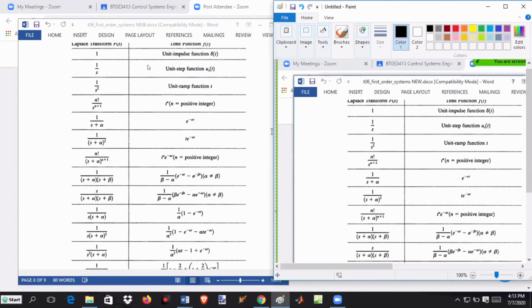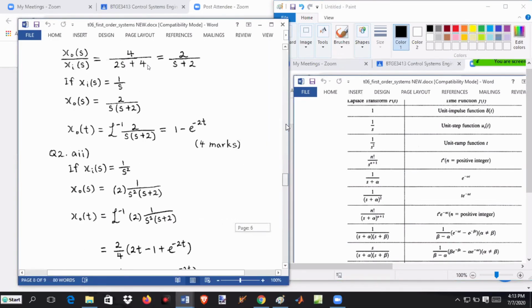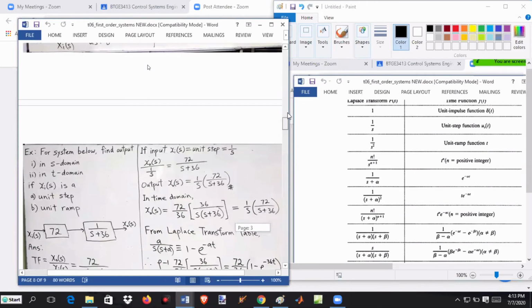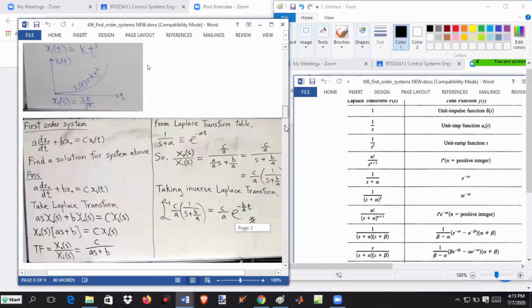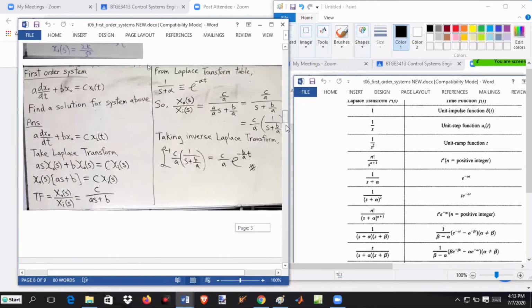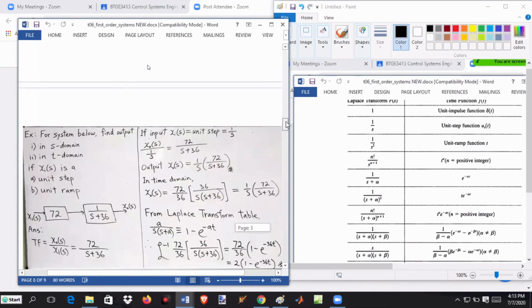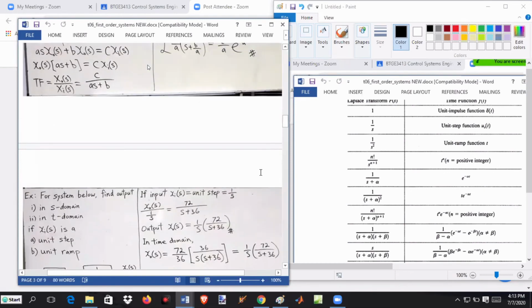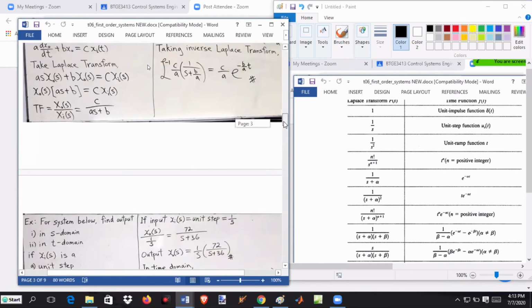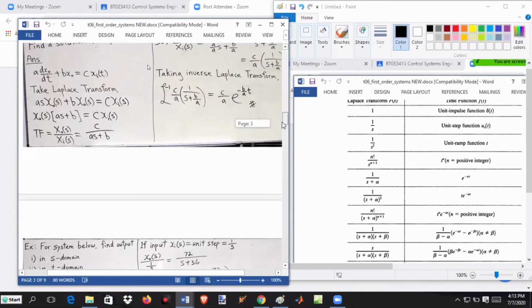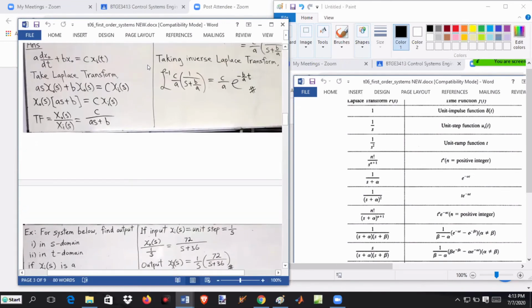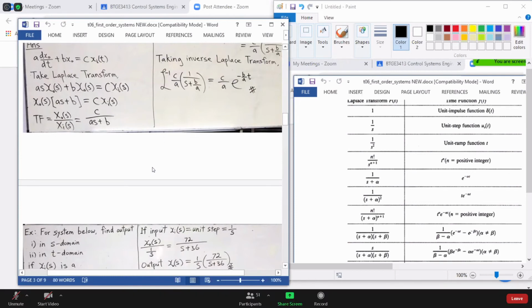So you look at this one, you must compare. You see, now you don't memorize the Laplace table, it's given to you. At the bottom of the left hand side, just look at it, bottom there. Output X naught s, 1 over s, 1 over s, 72 over s plus 36. 72 is a constant. Take out 72.